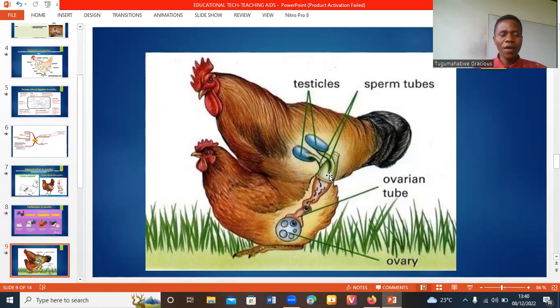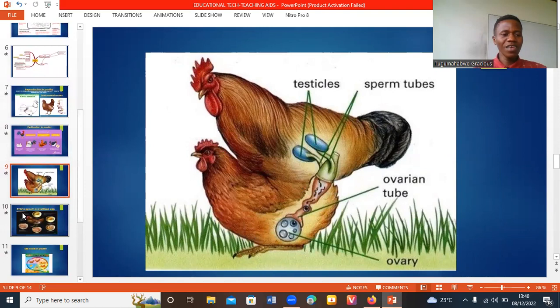It's showing the sperm from the reproductive system of a cock entering through the reproductive system of a hen to carry out fertilization. So a student here will understand fertilization. What is the meaning of fertilization? In a quick way, he or she will understand what fertilization means, and what takes place within the process of fertilization. So this diagram aids in that way.